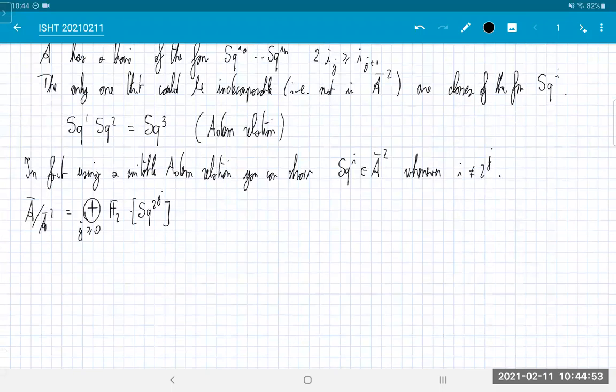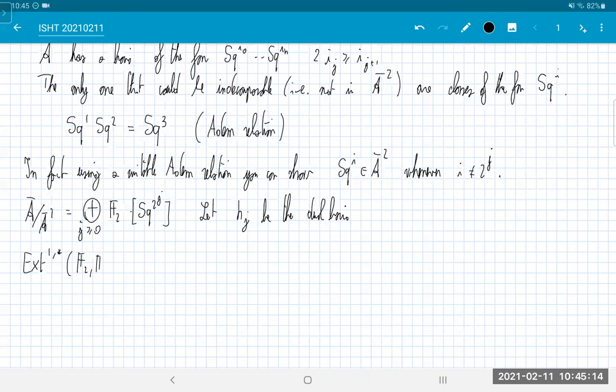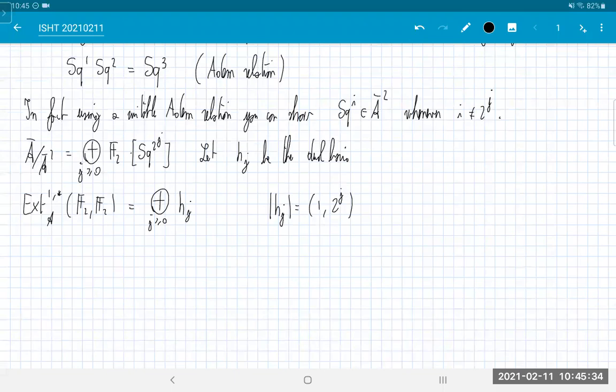So I'll skip that, but the point is that, let H_j be the dual basis of this. So the basis on the dual corresponding to this, then Ext^1(F2, F2) is the sum over j greater or equal than zero of H_j. And these h_j have degree (1, 2^j). And okay, when you unravel the complex and everything, this corresponds to certain extensions.